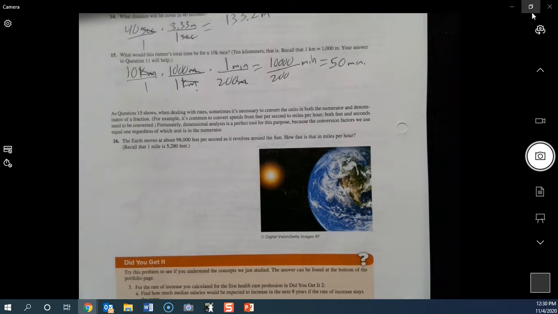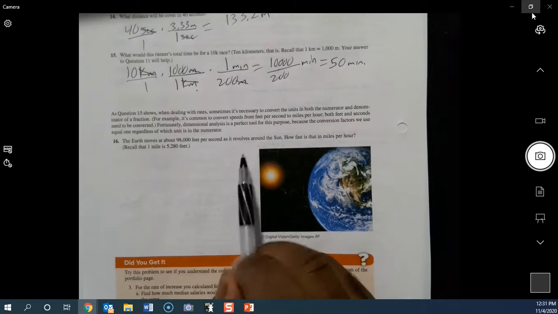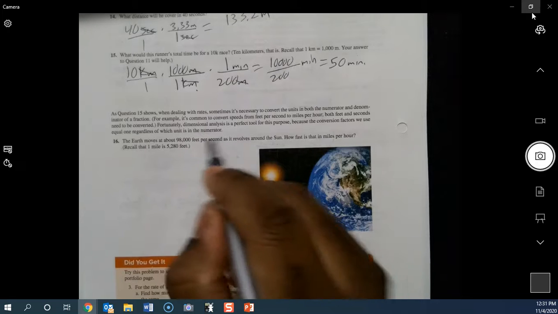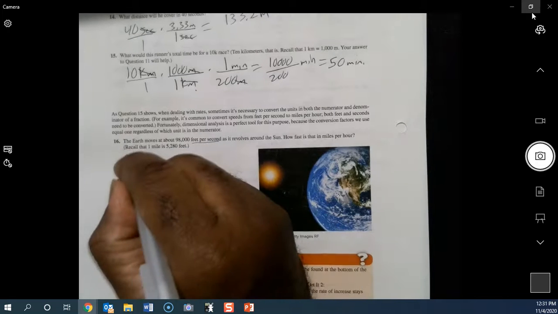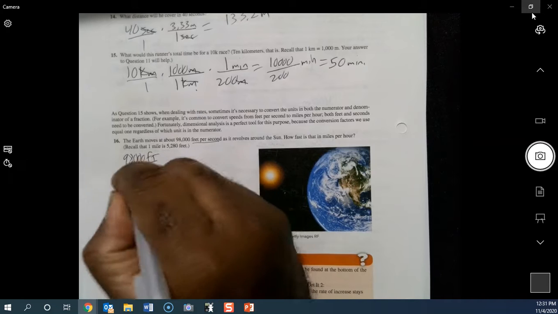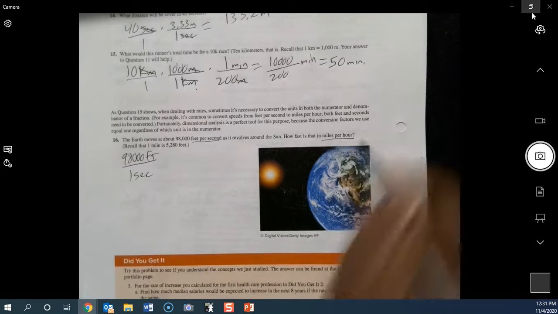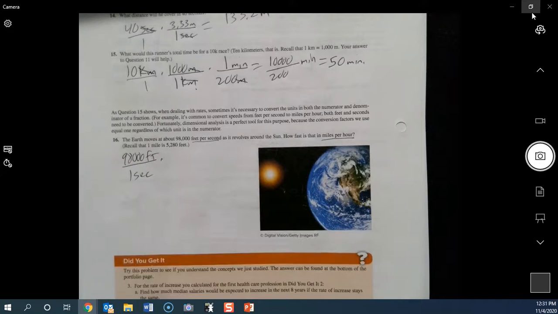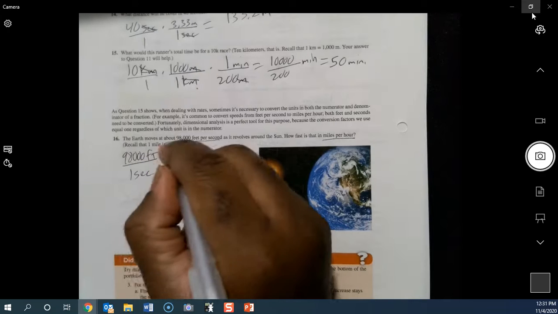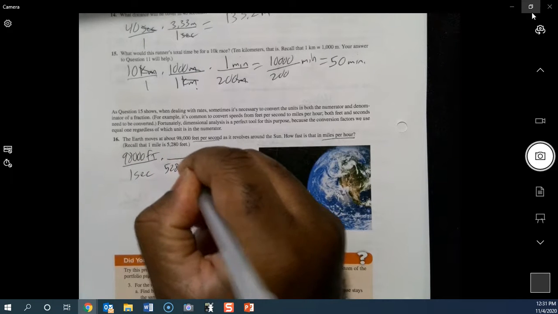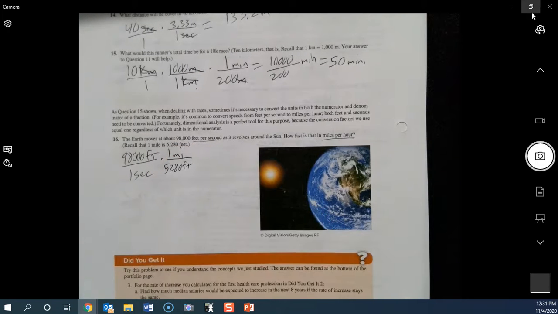Okay, 16. The Earth moves at about 98,000 feet per second as it revolves around the sun. How fast is that in miles per hour? Now it says recall that 1 mile is equal to 5,280 feet. Okay, so this is seconds. We go from feet per second, so it'd be 98,000 feet over 1 second. And we want to go to miles per hour. So now we could change our feet to miles. It's 5,280 feet for 1 mile.